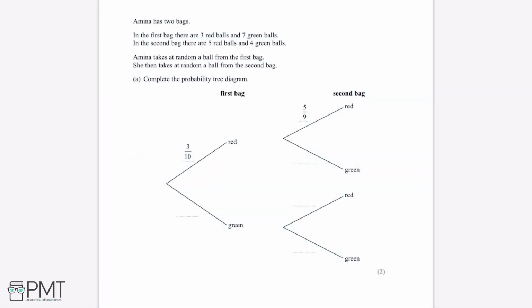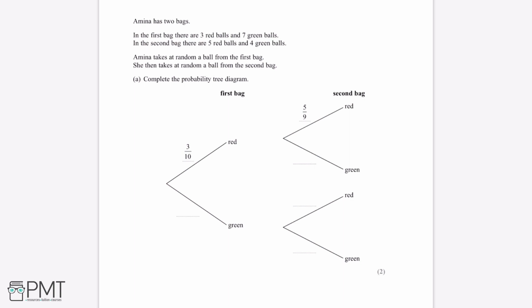Amina has 2 bags. In the first bag there are 3 red balls and 7 green balls. In the second bag there are 5 red balls and 4 green balls. Amina takes at random a ball from the first bag. She then takes at random a ball from the second bag. Complete the probability tree diagram.